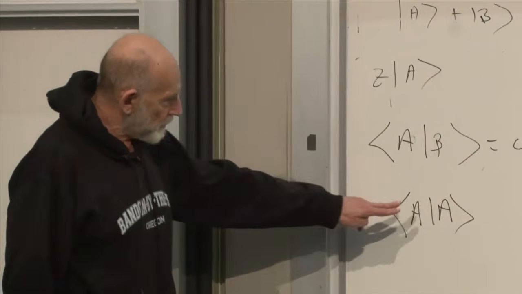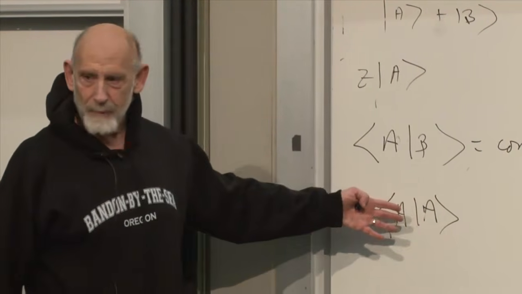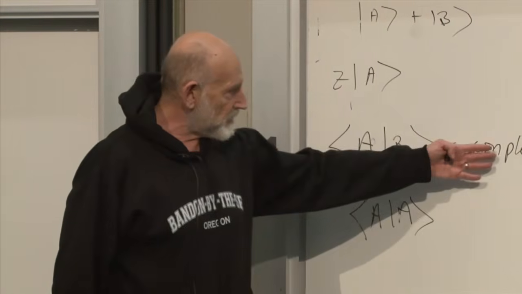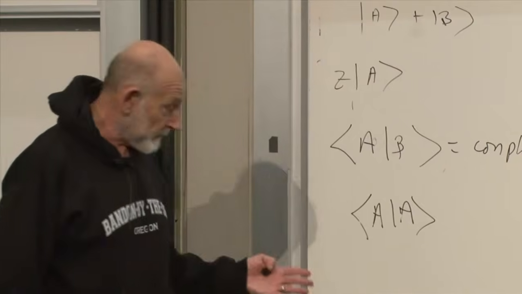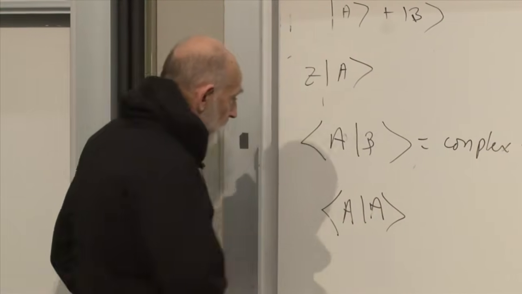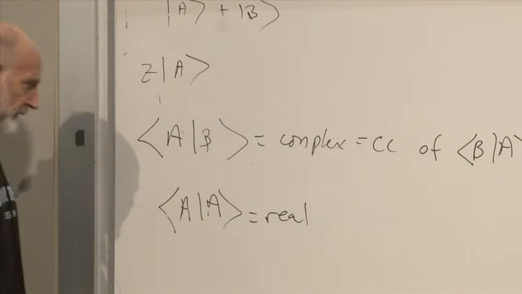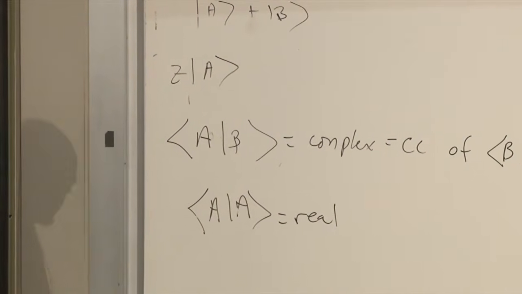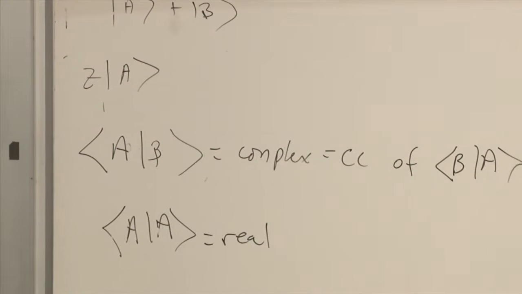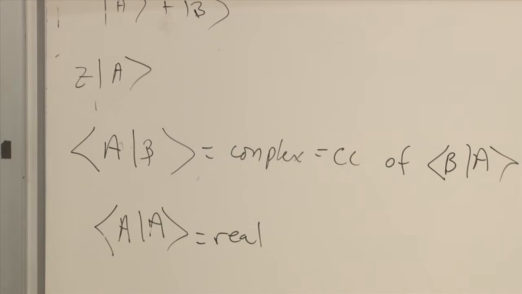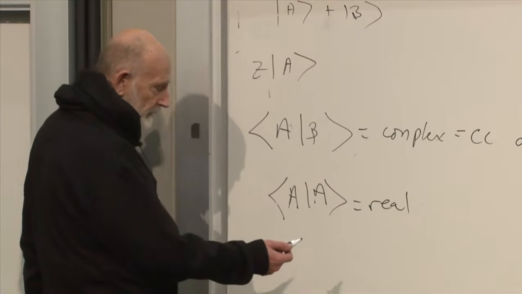The reason it's always real is because if we interchange A and A, we just get back the same thing, but this tells us that the inner product of A and A is its own complex conjugate. Being its own complex conjugate, it's real. It's also positive. That's easy to prove. And it can be thought of as the square of the length of a vector. It's closely analogous to the dot product of a 3-vector with itself.